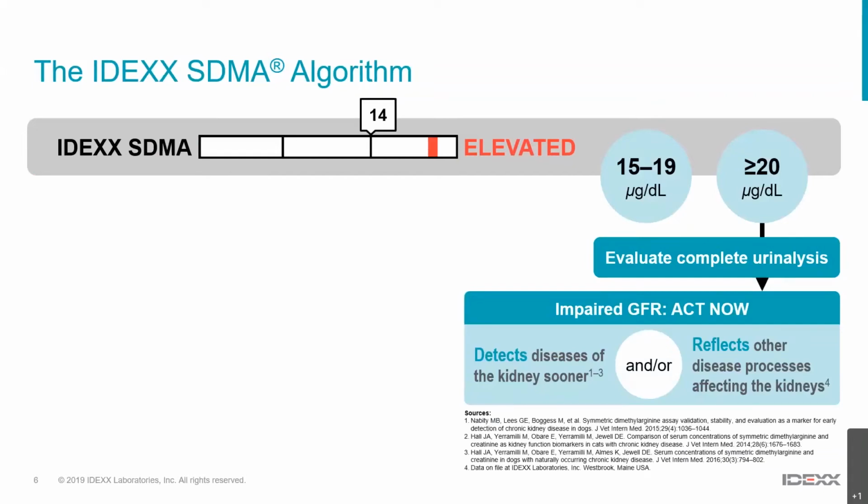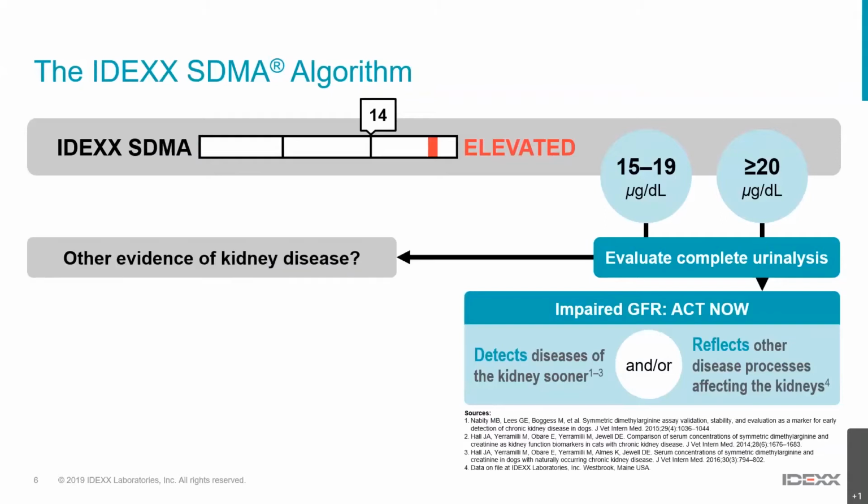Any elevation of 20 or greater is indicative of impaired GFR and is something you should act on immediately because it means detection of disease or reflection of something affecting the kidneys. And we'll go into more detail about what this means shortly. For elevations of 15 to 19, it indicates a reason to perform additional diagnostics to determine if there is other evidence of kidney disease. We'll talk more in a moment about what this evaluation looks like.